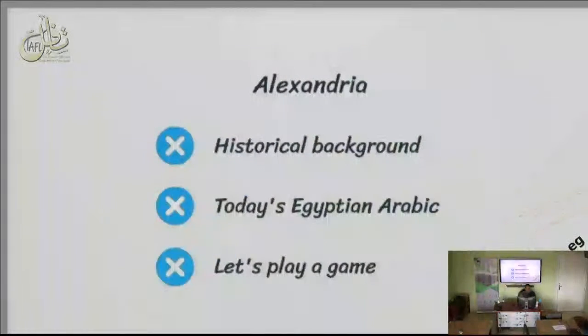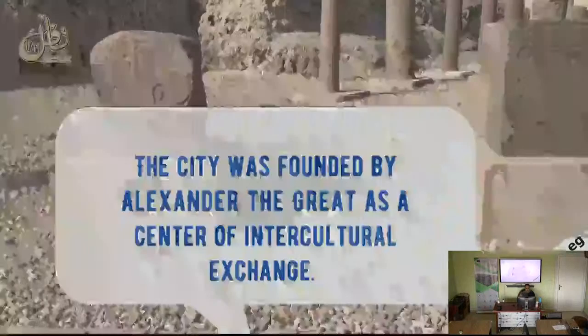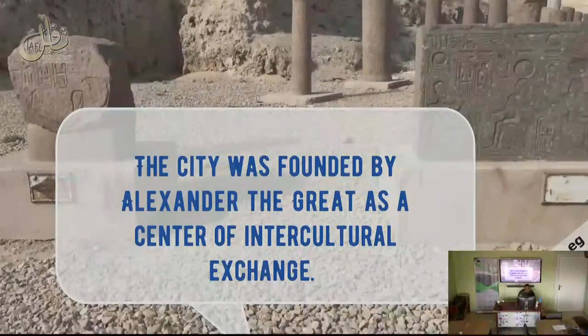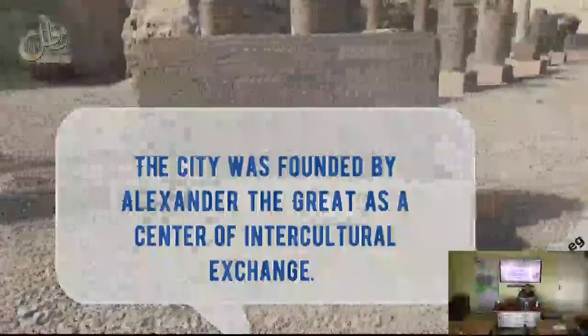Okay, and these will be the main points that we're going to tackle today. Historical background about the Alexandrian city, today's Egyptian Arabic, and at the end we will play a game just to make sure that you got the main points. Okay, so let's start with the historical background. Alexandria for ages was the capital of Egypt, and it was a Mediterranean gate for trade and culture.